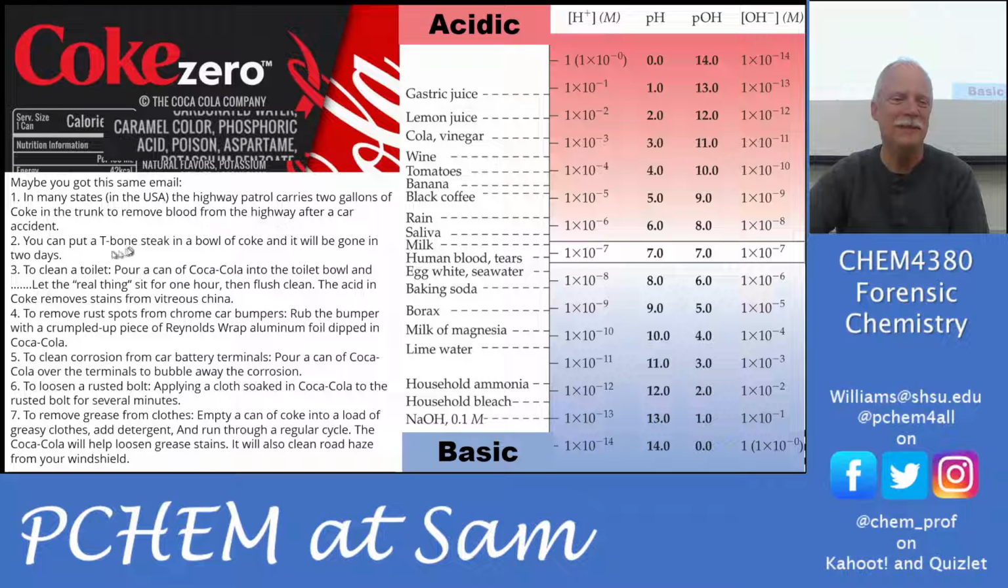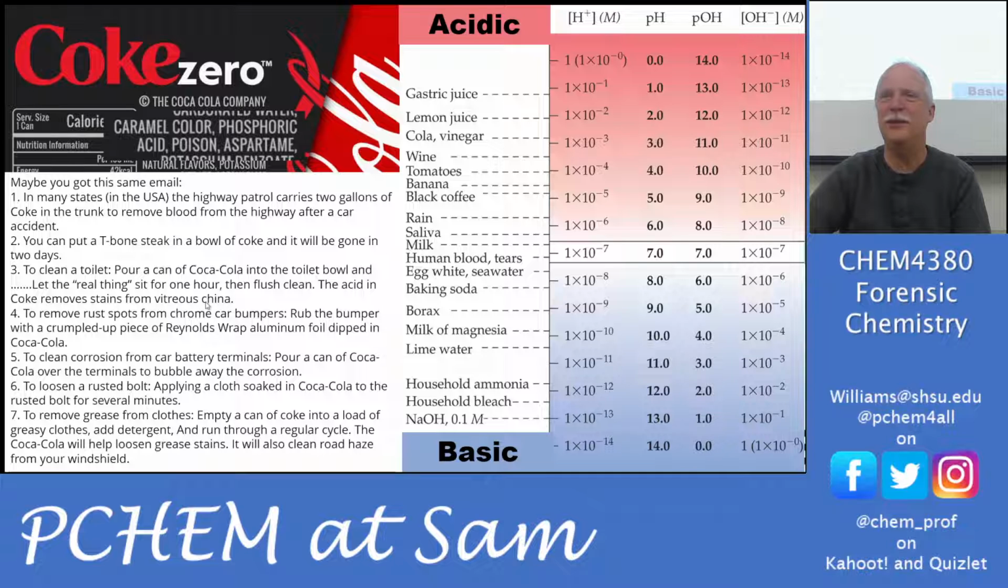So, you see on these emails, you could put a T-bone steak in a bowl of Coke and it'll be gone in 2 days. You could clean a toilet, pour a can of Coke in a toilet bowl and let the real thing sit for an hour and then flush clean. The acid in the Coke removes the stains. And to remove rust spots from chrome, soak aluminum foil in Coke, and remove corrosion from battery terminals, pour a can of Coke. So it's trying to make you afraid of drinking all these sodas and so on.